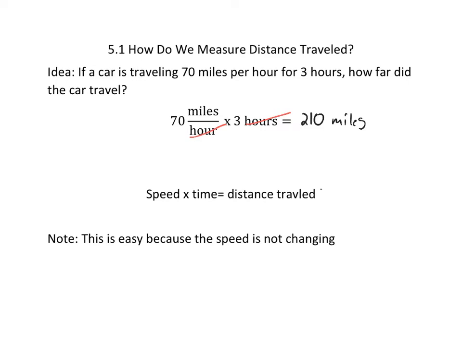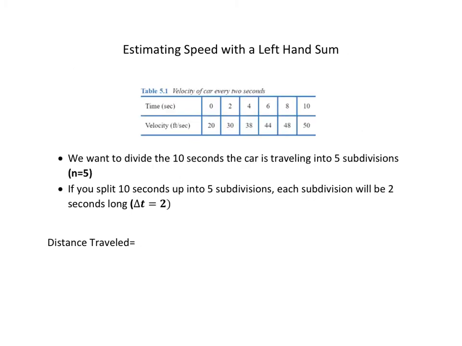So we know speed, or in other words, velocity, times time equals distance traveled. So this is easy because in this case the speed is not changing. We're staying at 70 miles per hour. But let's look at what happens if the speed were to be changing and how we could estimate that.